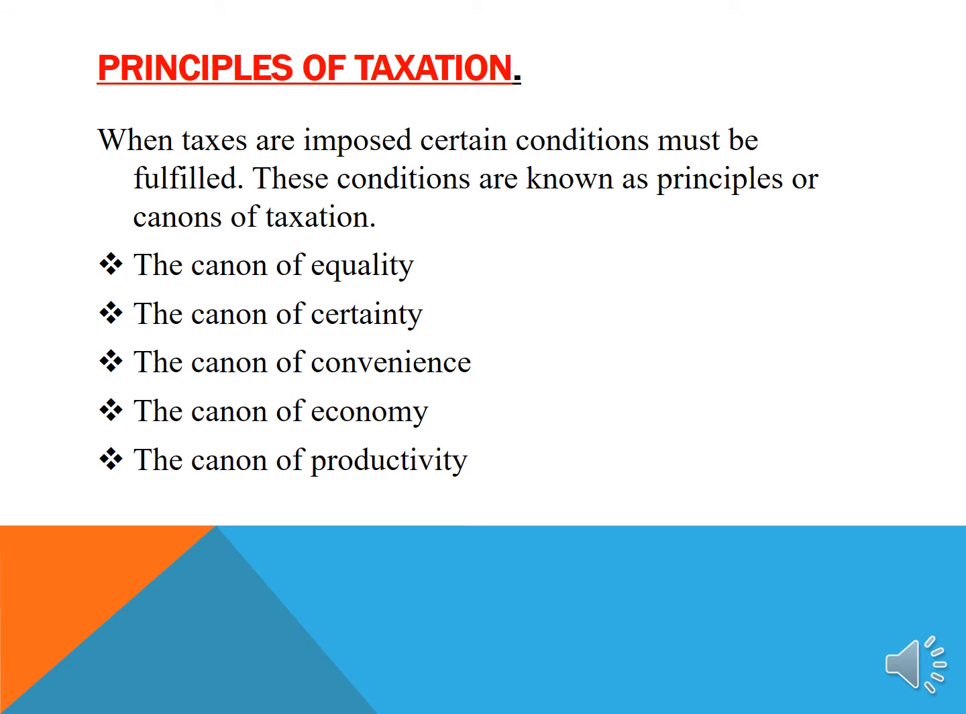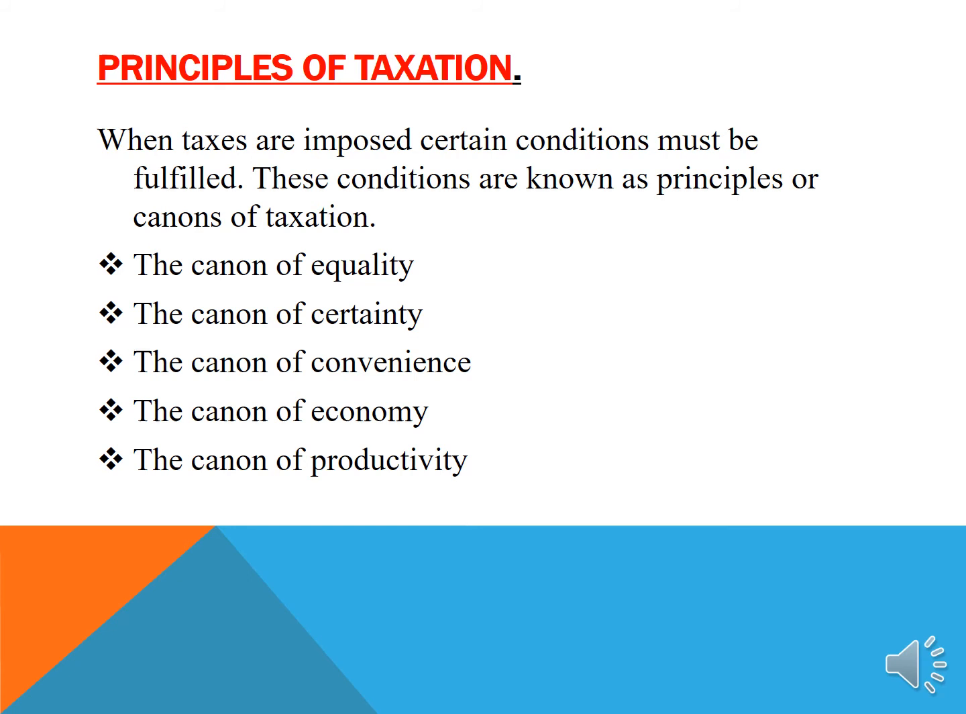Canon of certainty. According to Smith again, there should be certainty in taxation because uncertainty breeds corruption. By the canon of certainty, he means that the tax which each individual is bound to pay ought to be certain and not arbitrary. The time of payment, the manner of payment, the quantity to be paid ought all to be clear and plain to the contributor and to every other person.